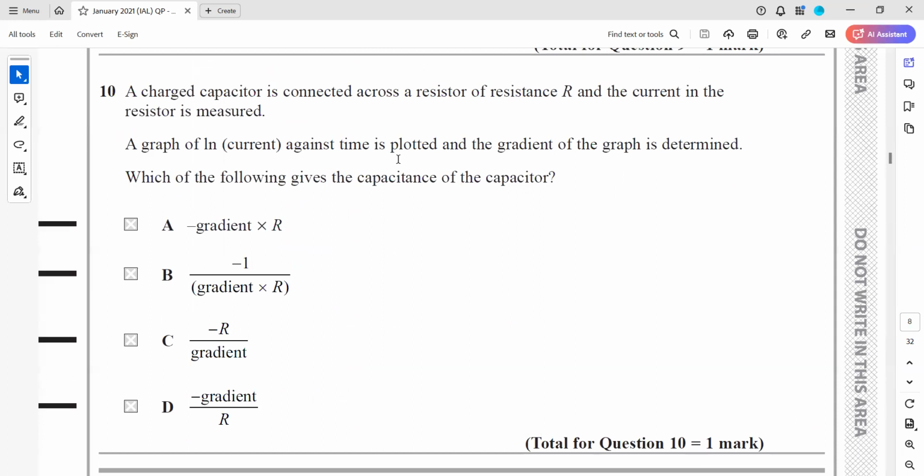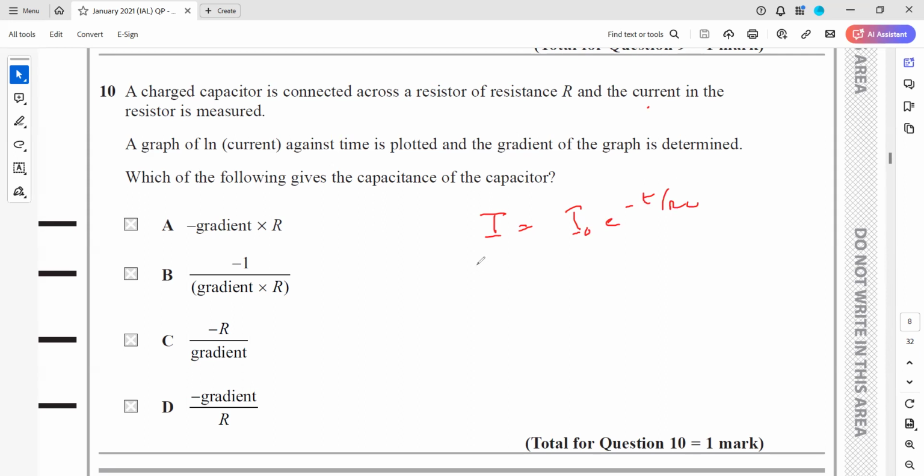A charged capacitor is connected across a resistor and the current in the resistor is measured. The graph of ln I against time was plotted and the gradient was determined. Which of the following will give the capacitance? So we have I equals I naught e raised to the power minus t over RC.